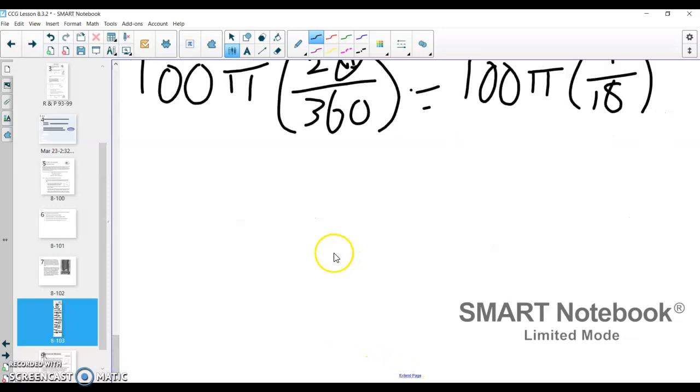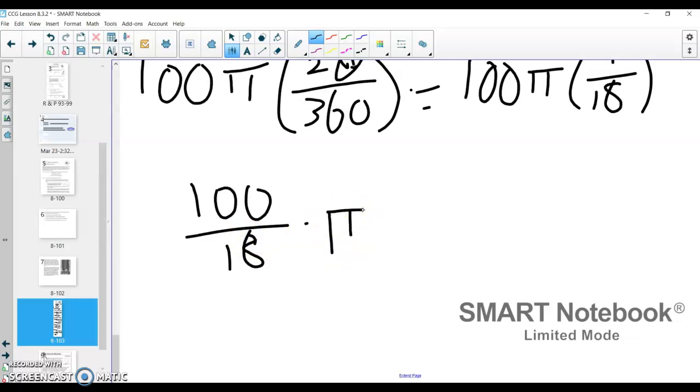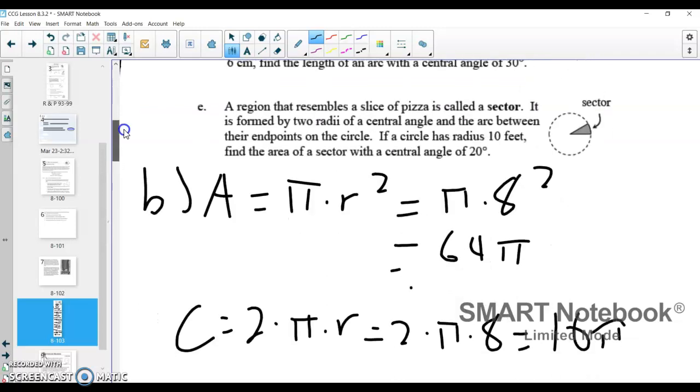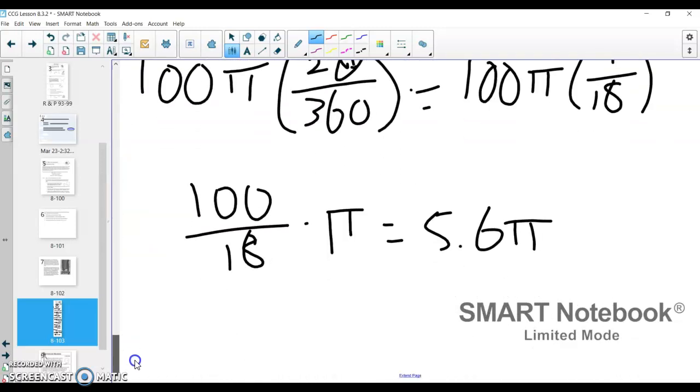And when I actually multiply it out, I get 100 over 18 times pi, which I believe reduces down to, I've got to use my calculator quick, 100 divided by 18 is really 5.6 pi. And we're talking about area, and we're working with feet, and so it should be 5.6 pi feet squared.